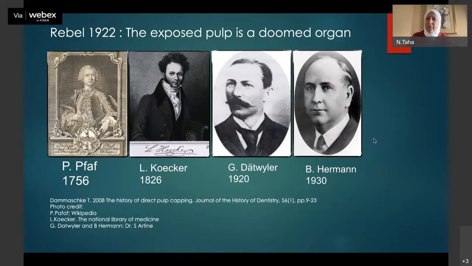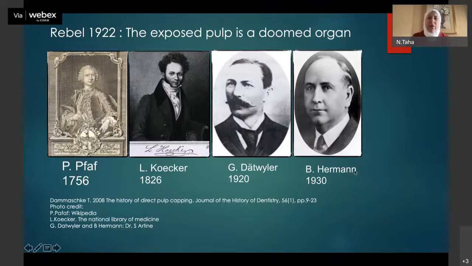The talk about vital pulp therapy is not actually new. It started in the 18th century when Pfaff tried a gold foil placement on an exposed pulp, and then several chemicals were tried in the 19th and early 20th century. But it's actually with the introduction of calcium hydroxide by Hermann that vital pulp therapy shaped its goals and started to have some scientific background.